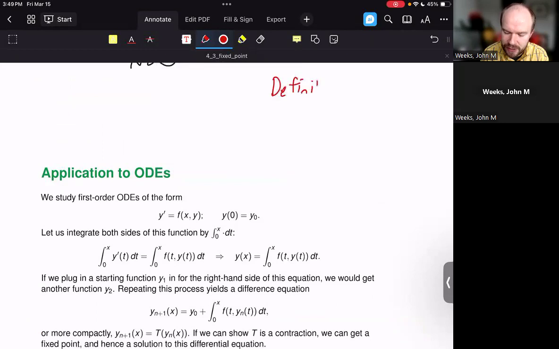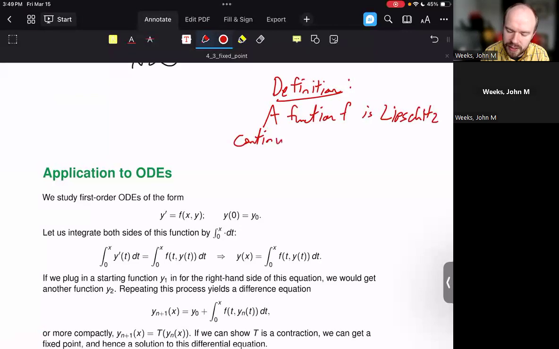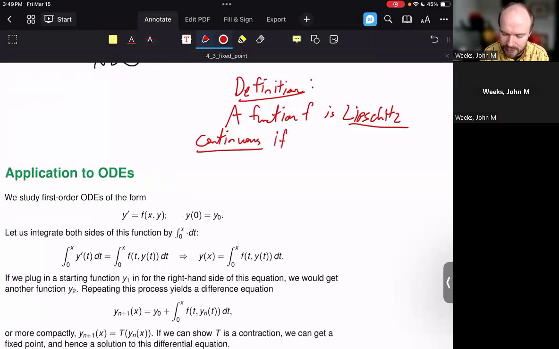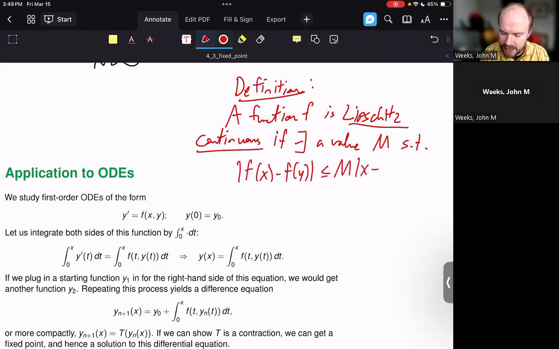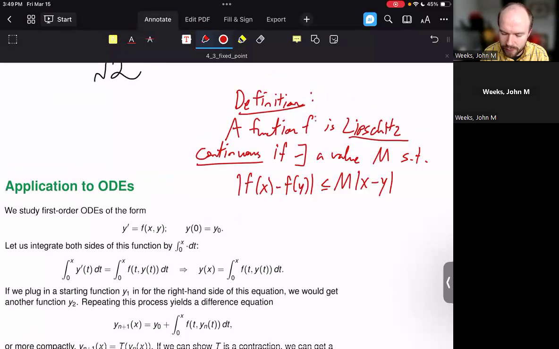Here's a quick definition. You may have heard of this one before. A function f is Lipschitz continuous. This is a form of continuity that's a bit stronger than continuity for a function. A function f is Lipschitz continuous if there exists a value of m such that the absolute value of f of x minus f of y is less than or equal to m times the absolute value of x minus y. So this is for a function going from the reals to the reals, to be specific.